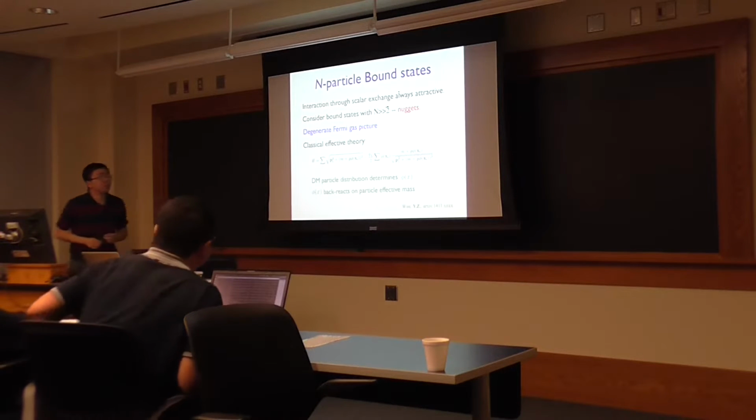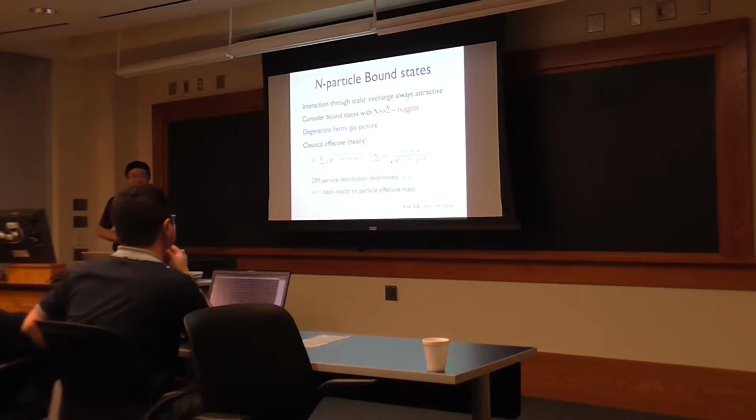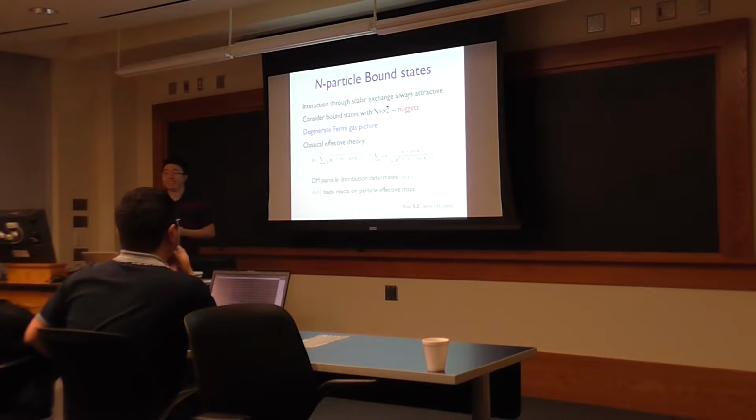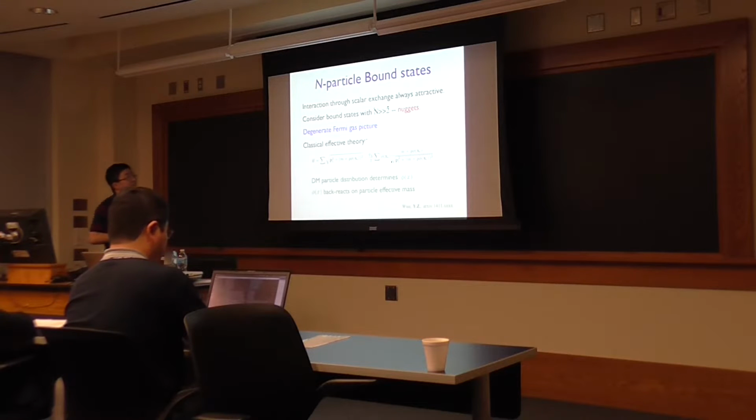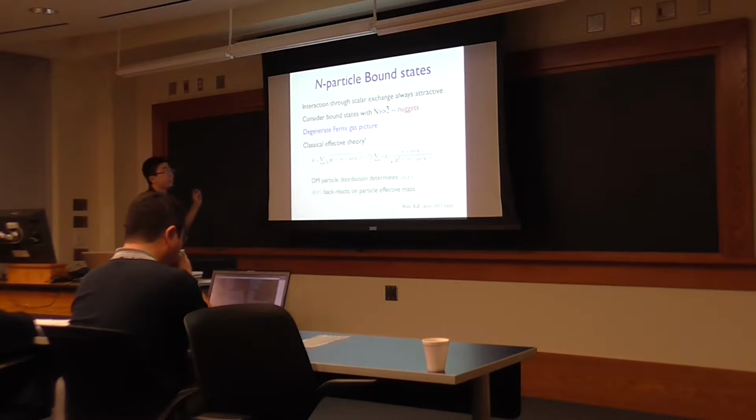Now, because this is the Yukawa interaction, and the Yukawa interaction never gets neutralized, even if I form a two-body bound state, I must still attract you to a third guy. So I can form a three-body bound state and an n-body bound state, because this scalar exchange is always attractive.